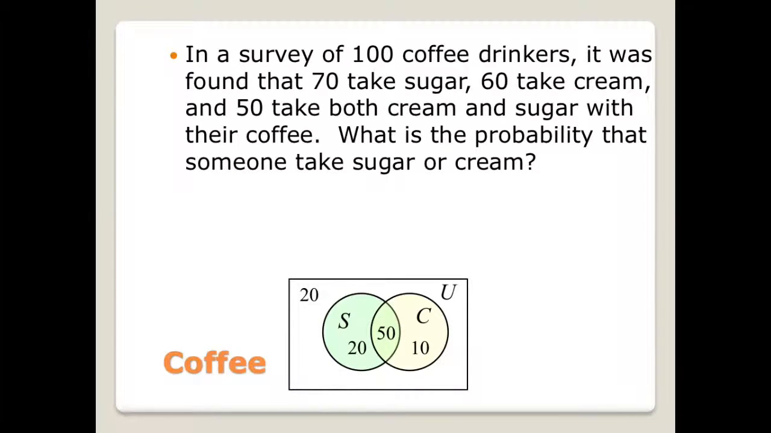All right, so for sugar or cream, they could like sugar, they could like cream, or they could like both. Remember that or implies one or the other, or both. So you have a total of 80 out of 100. So the probability that somebody likes sugar or cream is 80%.